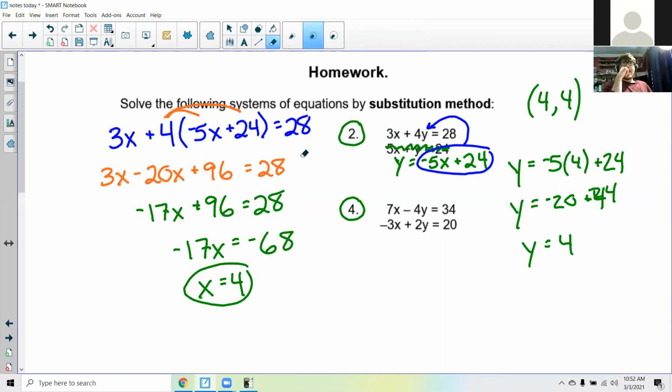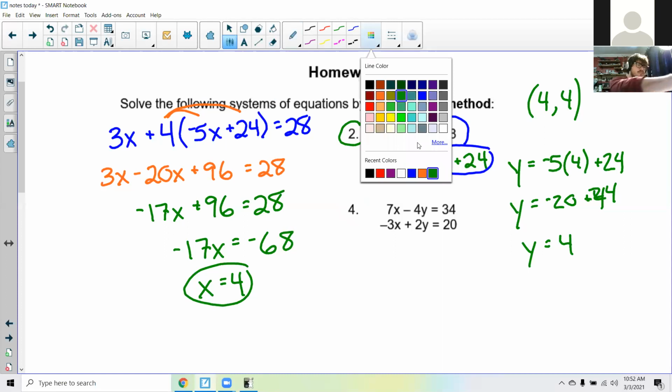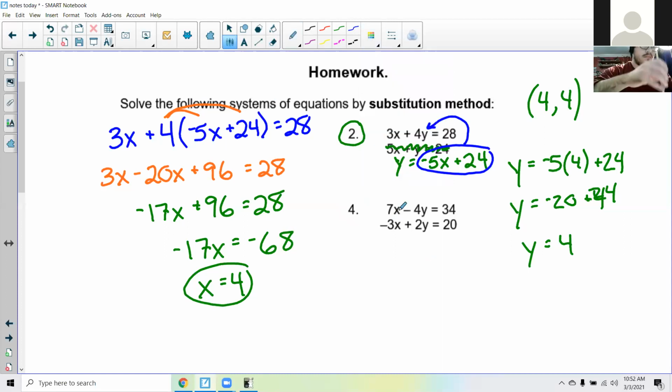So number 4, I'll use the elimination technique. So I want to get matching opposite coefficients in front of either one of the variables. If I want to get rid of the x's first, you'll notice I have to multiply both equations by something because I can't multiply 3 by something and get 7. So I think it would just be easier to multiply the second equation by 2. So then I'll have negative and positive 4 in front of my y's.